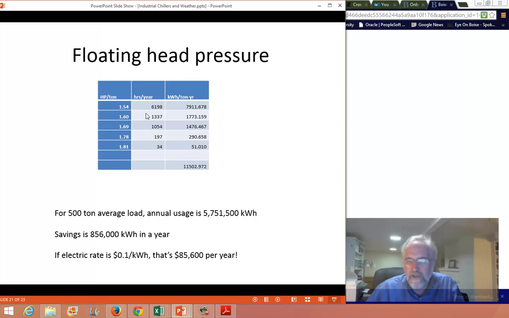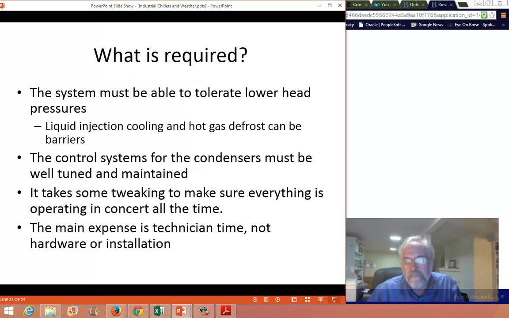So I just took that same data, took the horsepower per ton and hours per year, added it together, and came up with 11,502 kilowatt hours per ton of refrigeration in a year. Going back to our assumption of a 500-ton average load, the annual average is 5,751,000. Remember, the other one was 6,607,000. Quite a bit of savings, 856,000 kilowatt hours. If you're paying 10 cents a kilowatt hour, it's $85,000 a year just by changing a setting in your system.